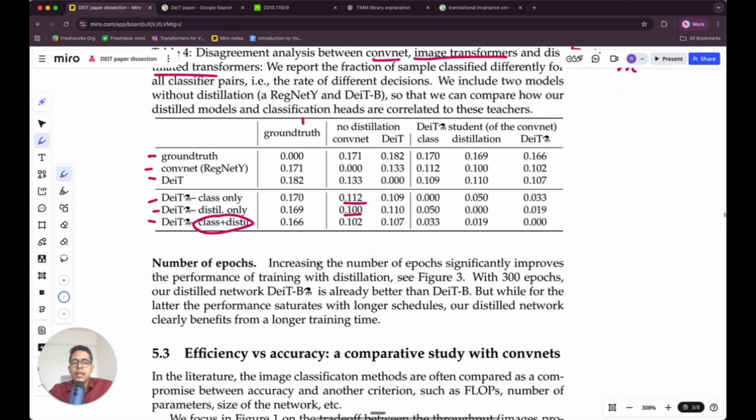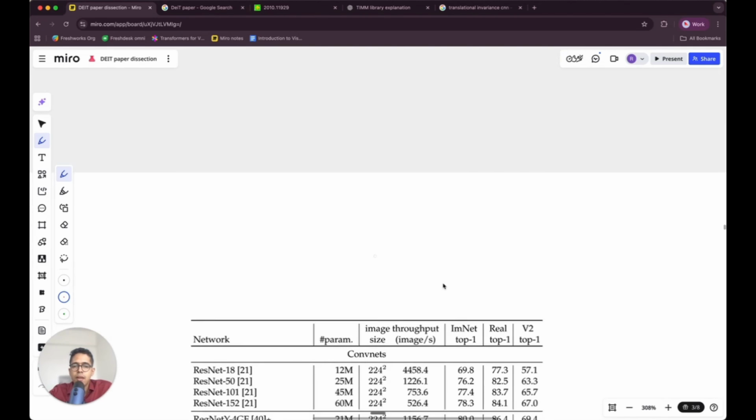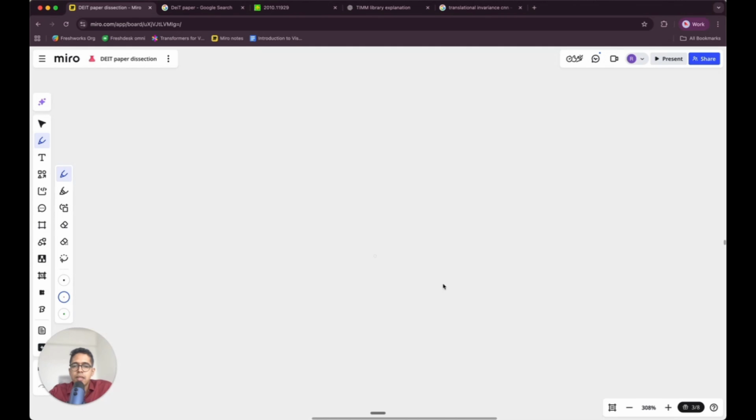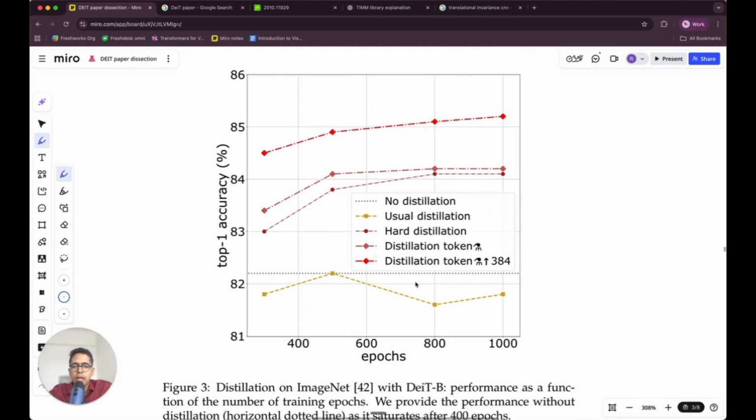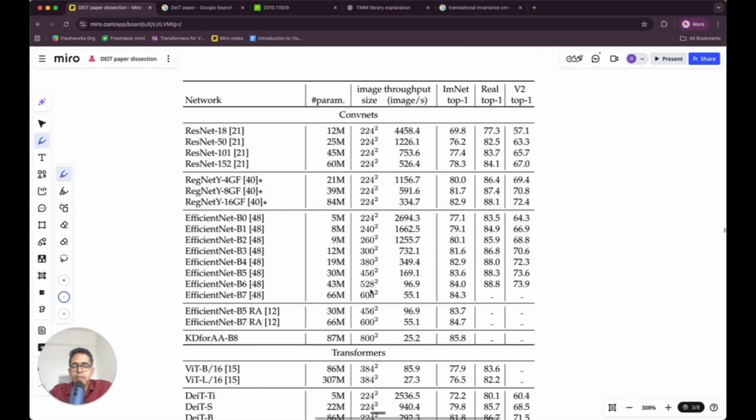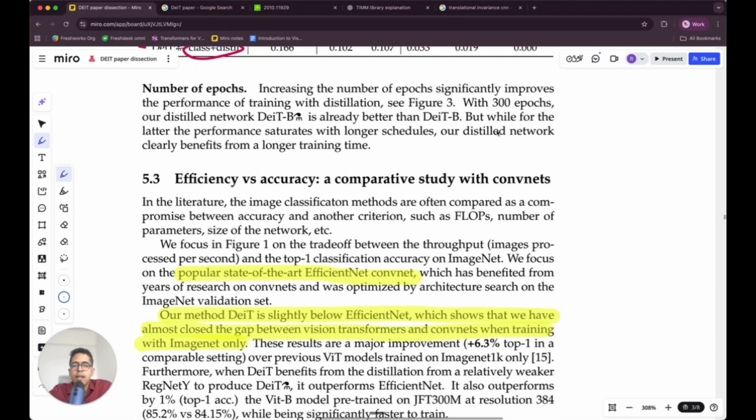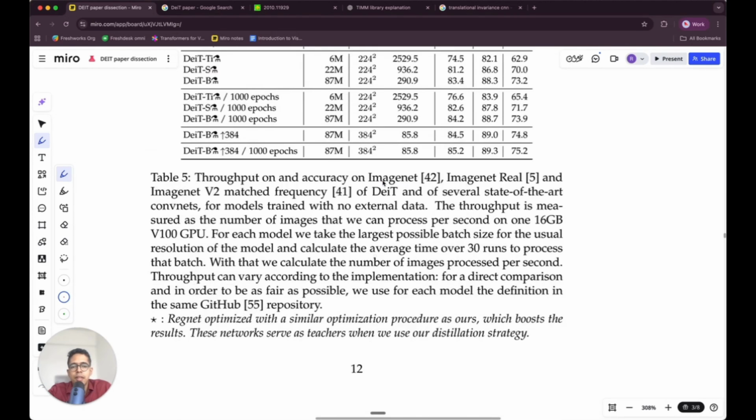Number of epochs. Increasing the number of epochs significantly improves the performance. See figure 3. Where is figure 3? Figure 3, I'm not sure if we saw. Yeah, this is figure 3. Okay, let's come back. First read and we'll come back to figure 3. With 300 epochs, our distilled DeiT is already better than DeiT baseline. But while for the latter, the performance saturates with longer schedules, our distilled network clearly benefits from a longer training time. Where do we see that? In figure 3.